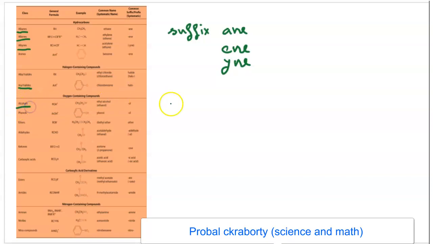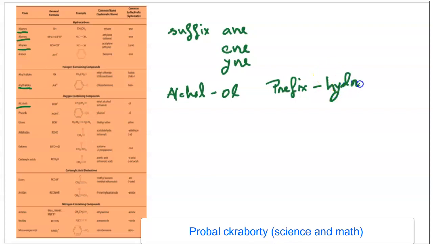And alcohols, in case of alcohol the suffix is ol, and the prefix is hydroxy. So friends, you have to learn both for each element. In case of alcohol, suffix is ol and prefix is hydroxy.